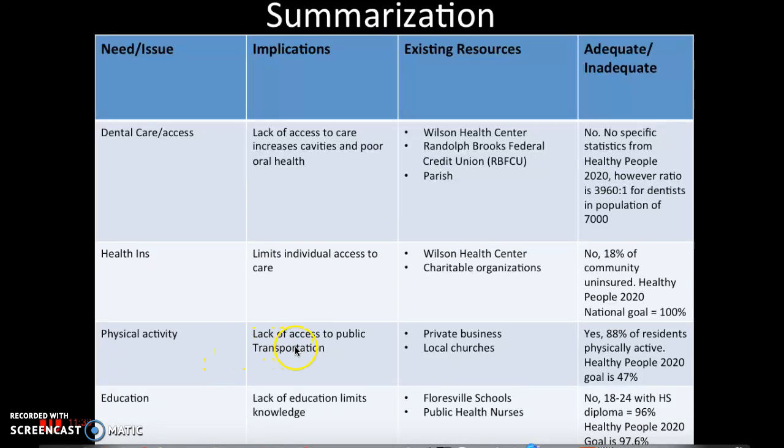Physical activity, lack of access to public transportation is an implication. We have private businesses and local churches as being resources. And yes, because 88% of residents are physically active, as opposed to the 2020 goal of 47%. Education, a lack of education limits the knowledge, and Floresville schools and public health nurses are existing resources. Of the 18 to 24 age group with a high school diploma, 96% of residents currently have a high school diploma, versus the Healthy People goal of 2020 of 97.6.